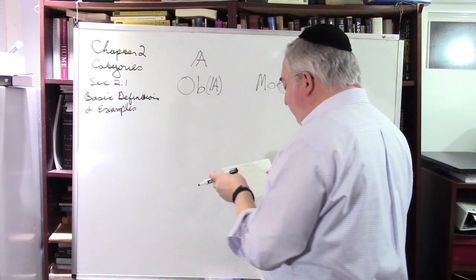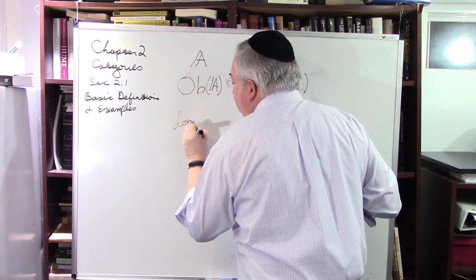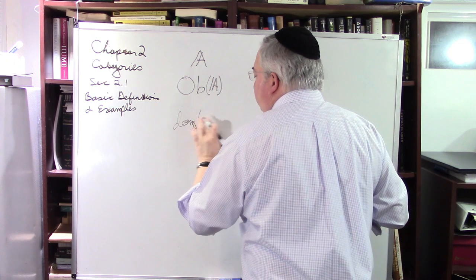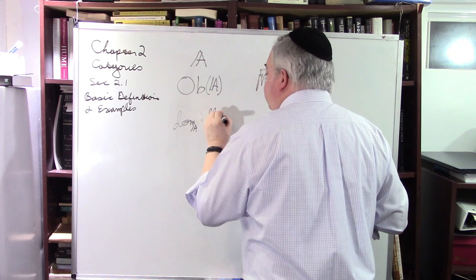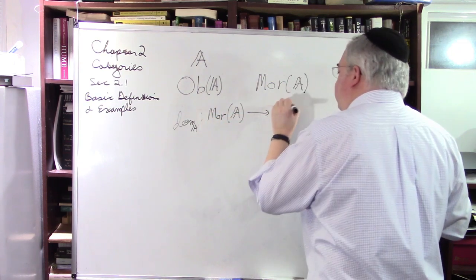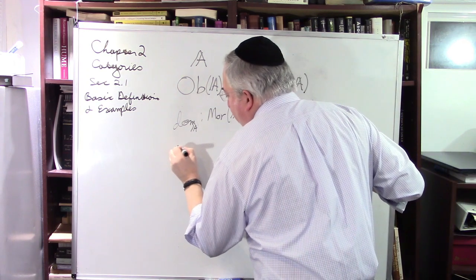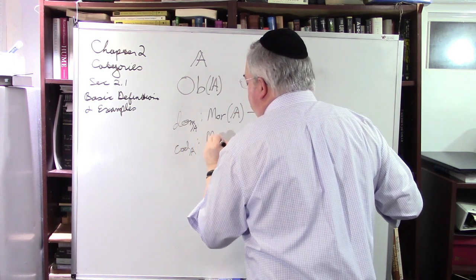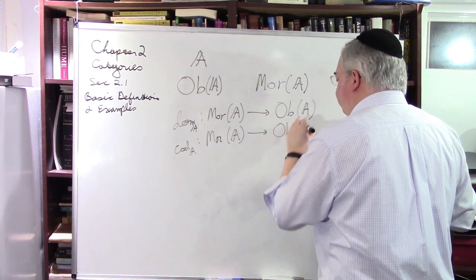With two functions, the functions are as follows. The domain, with subscript A, is a function that goes from the morphisms of A to the objects of A. And the codomain also goes from the morphisms of A to the objects of A.